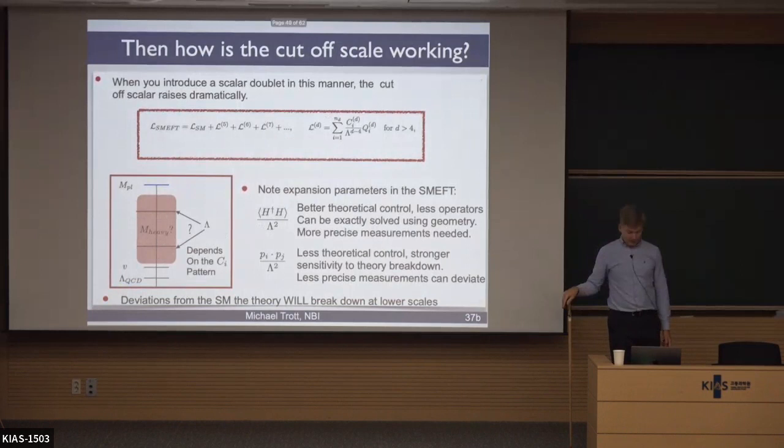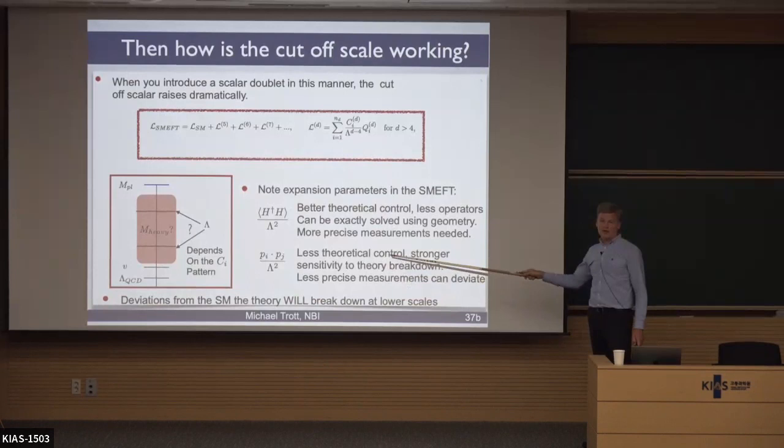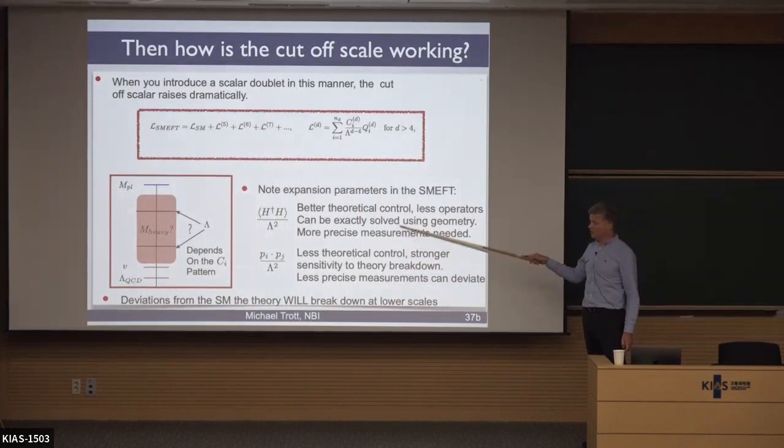Yeah, so this is what I was just saying. This one, to reemphasize, you have better theoretical control using geometric techniques. It doesn't change the phase space populations, and it's actually fewer operators. It's actually many fewer operators in terms of dimension 8, dimension 10, dimension 12, as you'll see. And this one has less theoretical control, but it's more sensitive to the breakdown of the theory, which we're after to figure out where the cutoff scale is, to figure out what's going on. Okay, so they're complementary in nature, but they're both around.